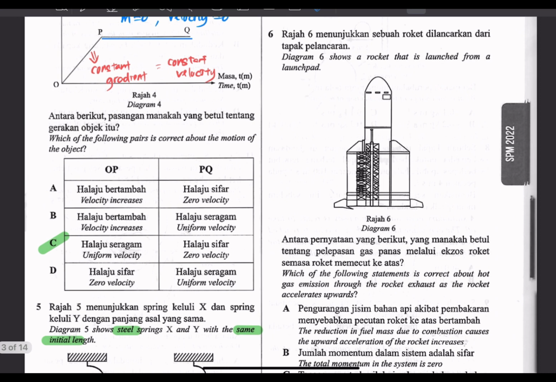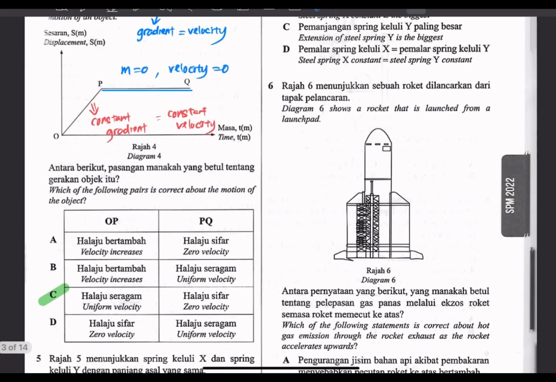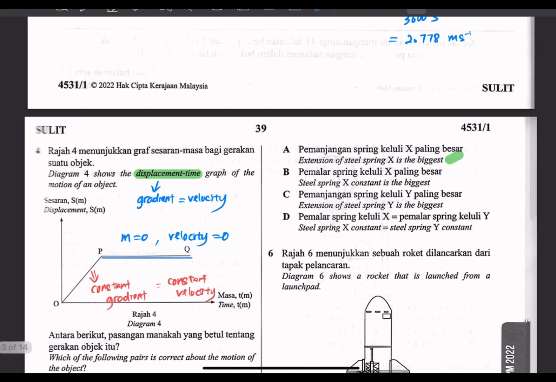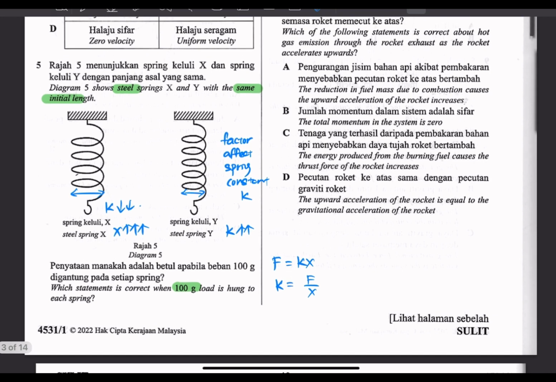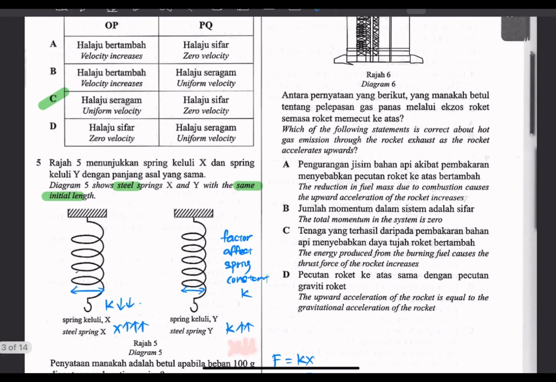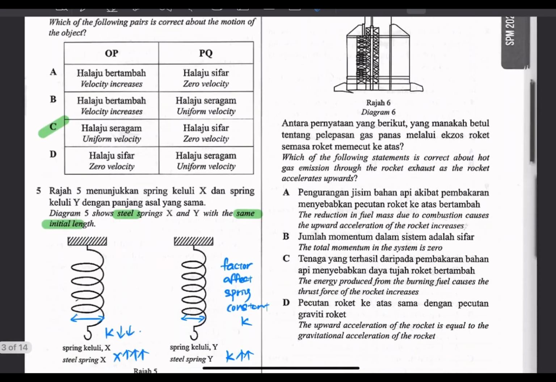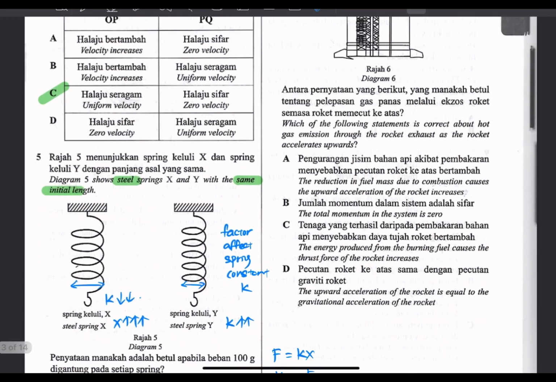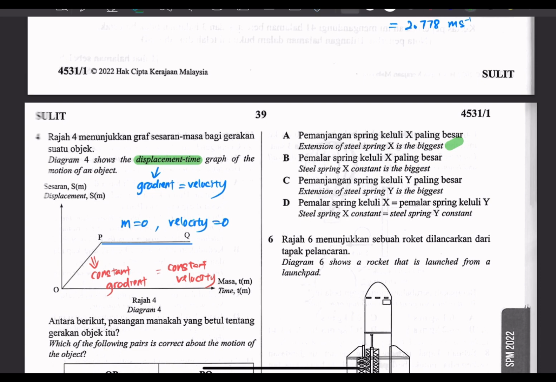So later on, we go through the other answers also. The spring X constant is biggest. No, the spring constant of Y is bigger. Extension of Y is biggest. No, the stiffer the spring, the extension will be smaller. And the spring constant is same. No, they are different. So the correct answer is A.